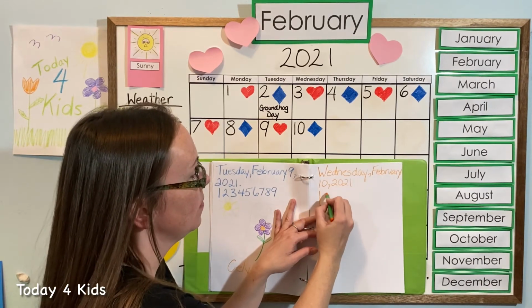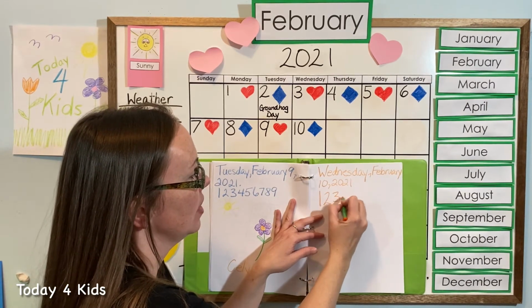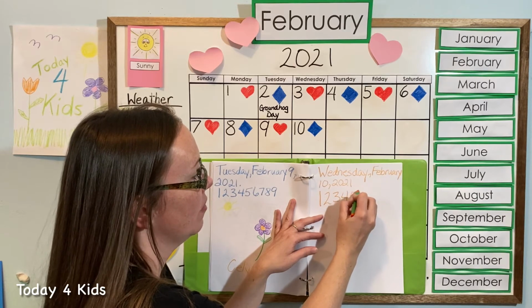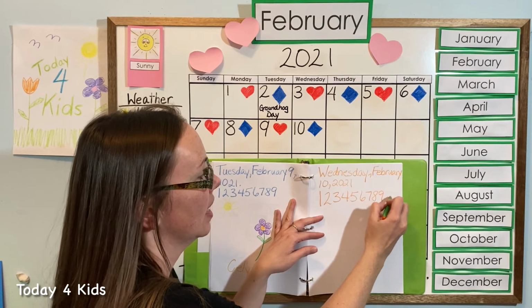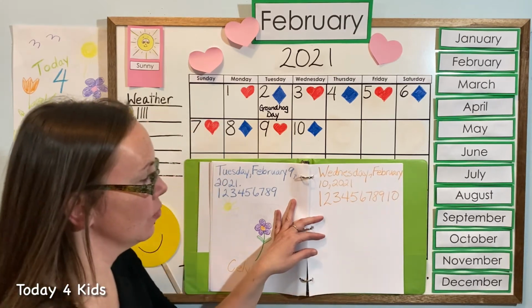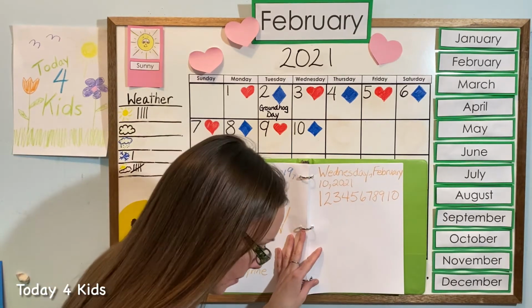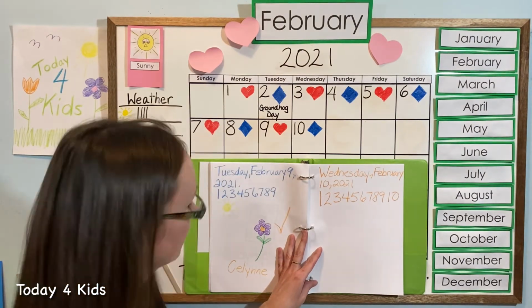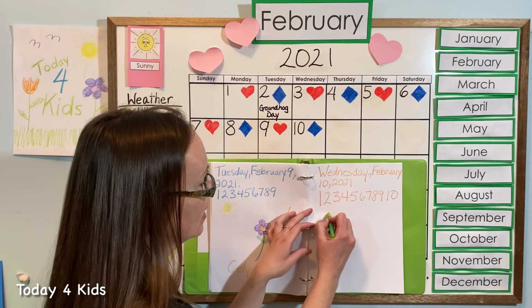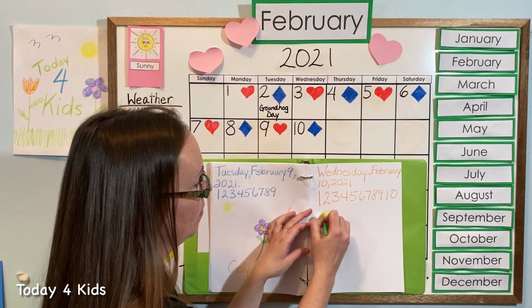So 1, 2, 3, 4, 5, 6, 7, 8, 9. I almost ran out of room. 10. And today, did I say it was sunny? I'm already forgetting. Sunny. So I'm going to make my sun.